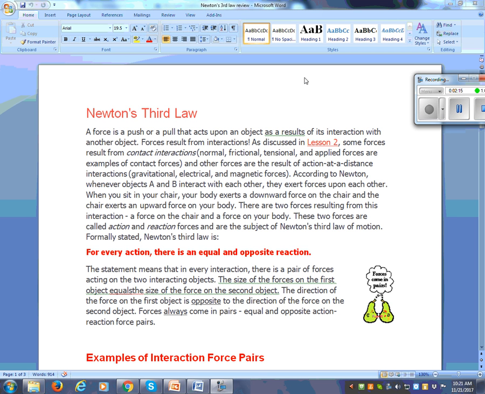Okay, so that's a non-contact force. Other forces are the result of what we call action at a distance interactions. Gravitational, electrical, magnetic forces, right? A magnet does not need to be in contact for there to be a force. If I rub this balloon on my hair, I think this actually works.